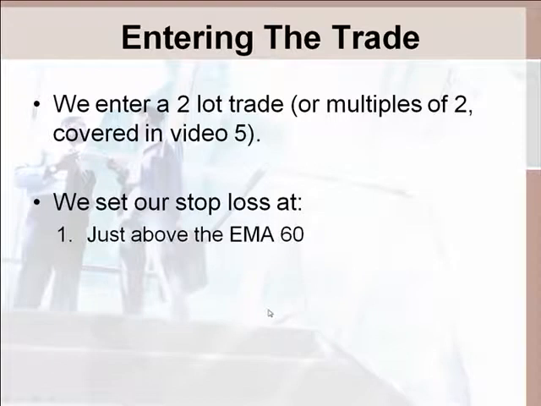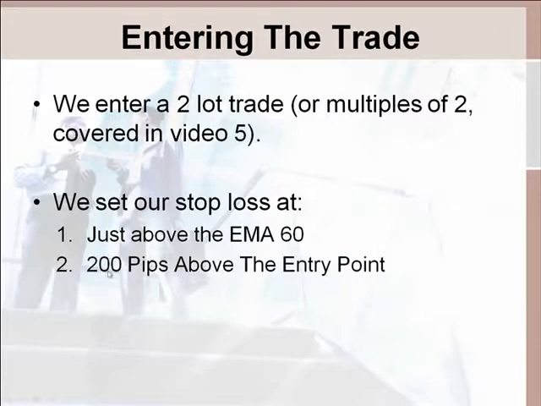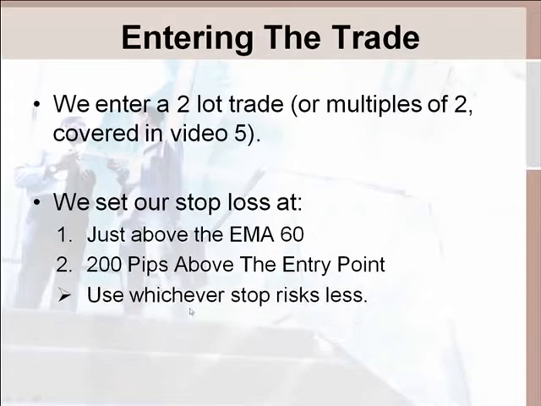We're going to use one of two rules to set our stop loss. We're either going to set it just above the EMA 60, or we're going to set it 200 pips above the entry point. In a faster moving market, you would probably use the 200 pip rule. Most of the time, you'll probably set it just above the EMA 60. I would set it 20 pips back or something from the EMA 60 and use that. And we're going to use whichever stop risks less money.